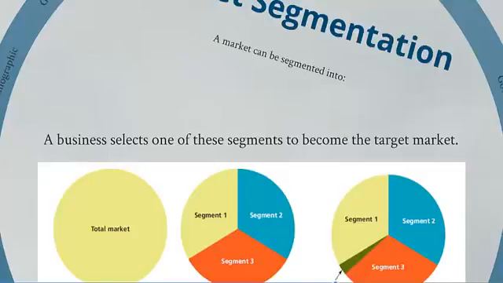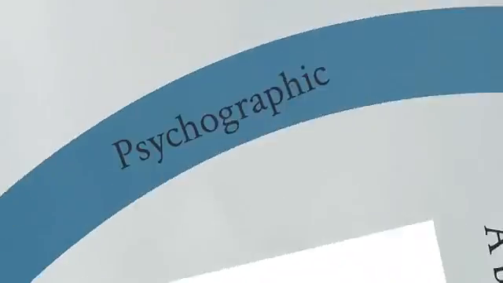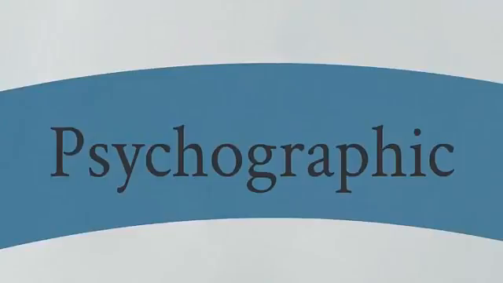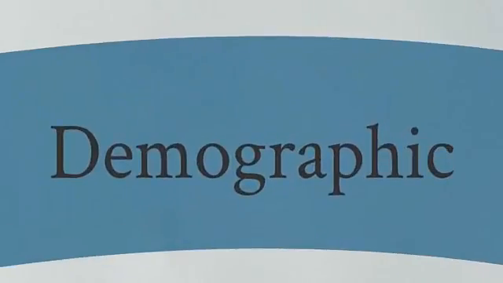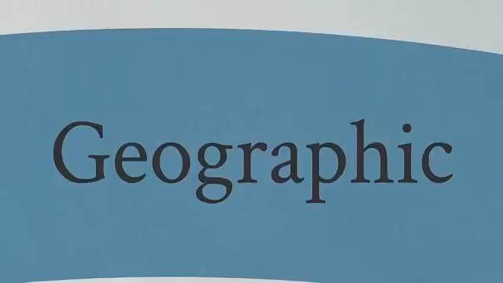A market can be segmented into further types. Psychographic. Factors that influence the consumer's buying behaviour, such as perceptions, motives, attitudes, and personality. Demographic. In terms of age, gender, location, income, life cycle, education, social class. Geographic. Region, suburb, whether rural or urban.